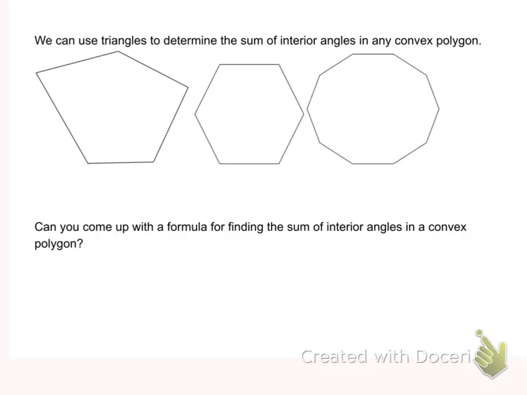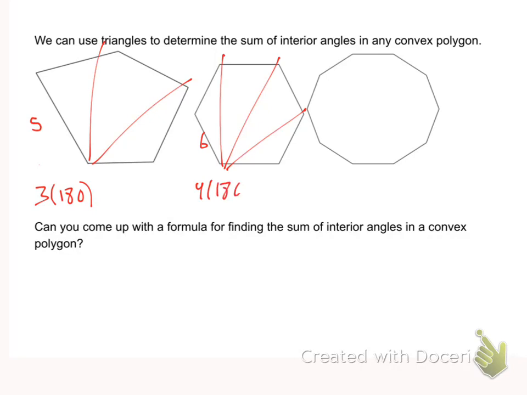If I wanted to build a formula, how can I build that formula? Let's come up with some formula here. There's got to be an easier way. We already did the pentagon. I was able to make how many triangles? 3. So there are 5 vertices in this one, 3 triangles. 3 times 180, right? This is a hexagon, 6 sides. I connected it 3 times. How many triangles? So it's 4 times 180.